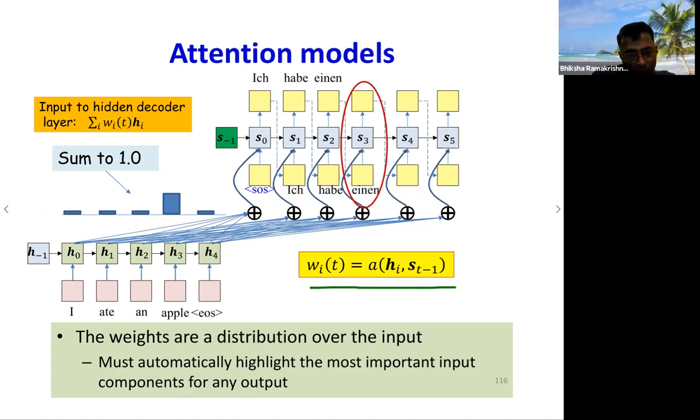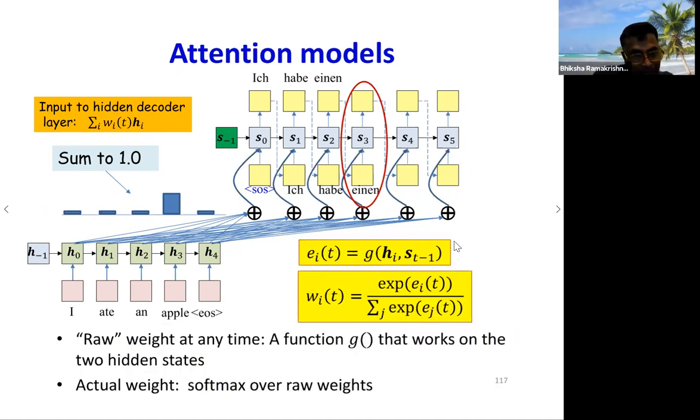So to guarantee that our weights sum to one, what we will do is a two-step computation of the weights. First, we will compute a raw function of the hidden decoder state and the encoder states. Then we put these raw functions through a softmax, and the softmax is actually going to give you the weight for each input. And the actual combination that we will do is going to be done using this softmax weight.